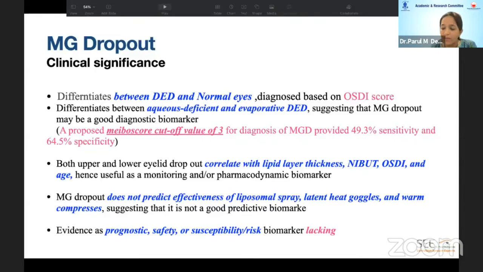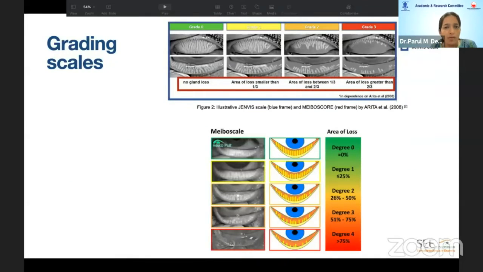And hence, it can help us monitor the disease progression, as well as monitor the therapy of the treatment which has been instigated for the meibomian gland disease. Though there has not been very good evidence, it's seen that meibomian gland dropout does not predict very well the effectiveness of therapy like latent heat goggles or warm compresses, and hence it may not be a good predictive biomarker.